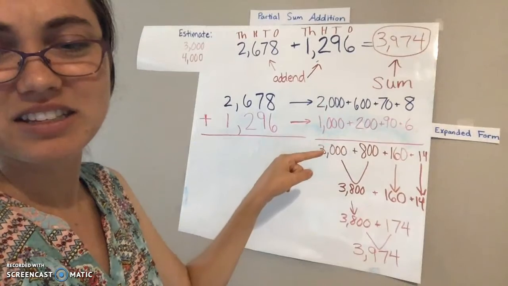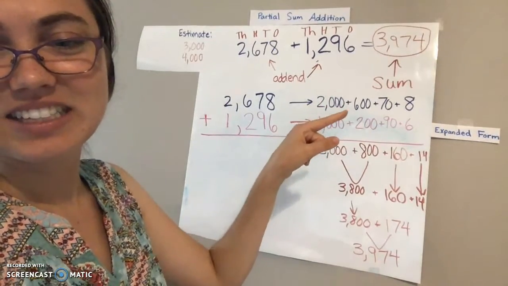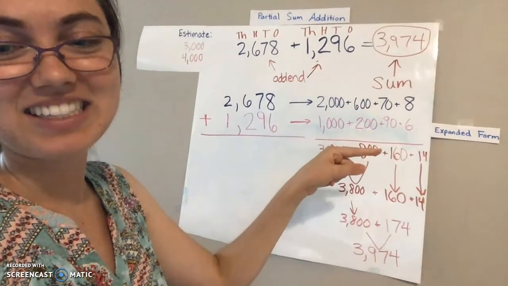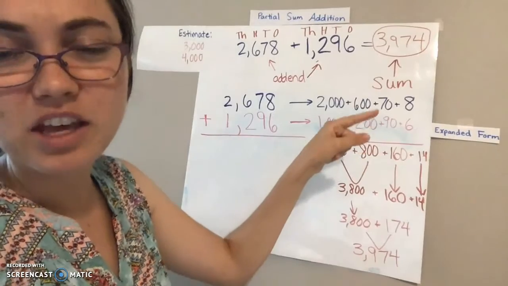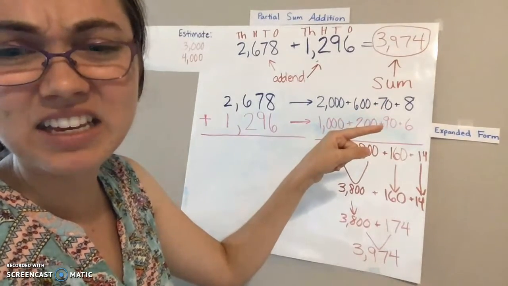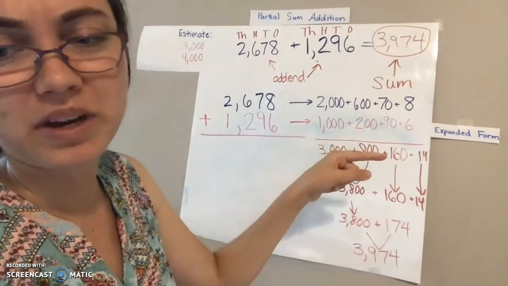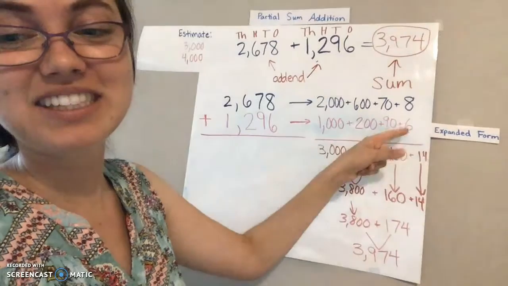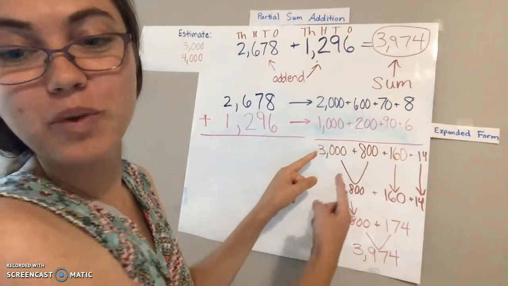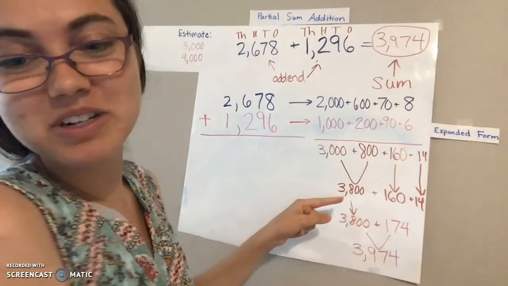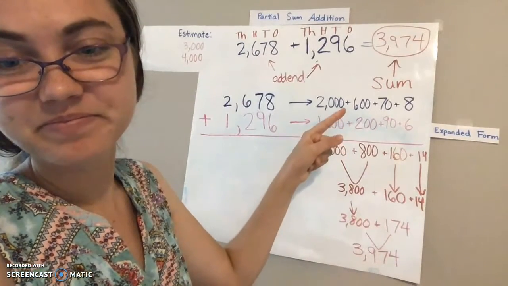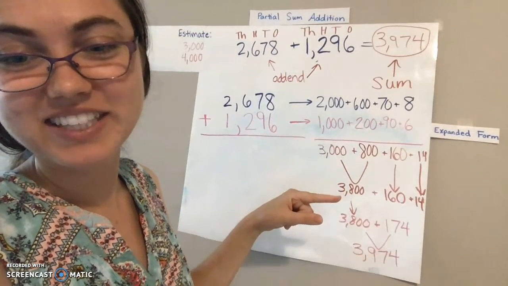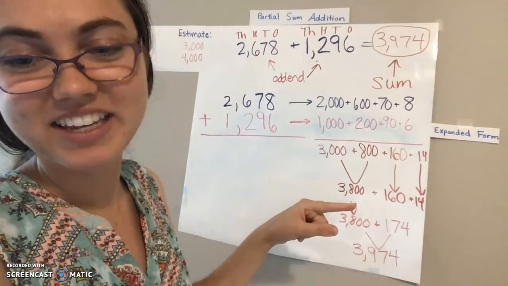2,000 plus 1,000 is 3,000. 600 plus 200 is 800. 70 plus 90 is 160. We said 7 plus 9 is 16, and then they're tens, so 160. We had lots of tens rods. And then 8 plus 6 is 14. We combined those two numbers since we are adding. We're finding the sum, we're adding. So we combined 3,000 and 800 to find 3,800.